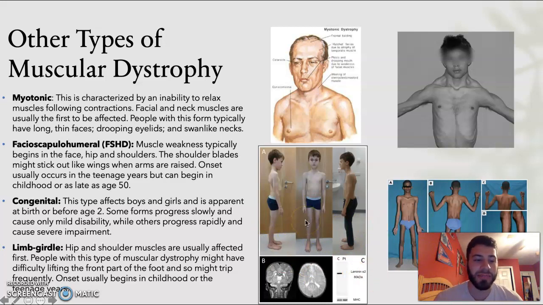And finally, another type is the limb girdle type, where hip and shoulder muscles are usually affected first. People with this type of muscular dystrophy might have difficulty lifting the front part of the foot, so they might trip more frequently than others. The onset of this type usually begins in childhood or the teenage years. And finally, our last picture on the bottom right will show you limb girdle muscular dystrophy.